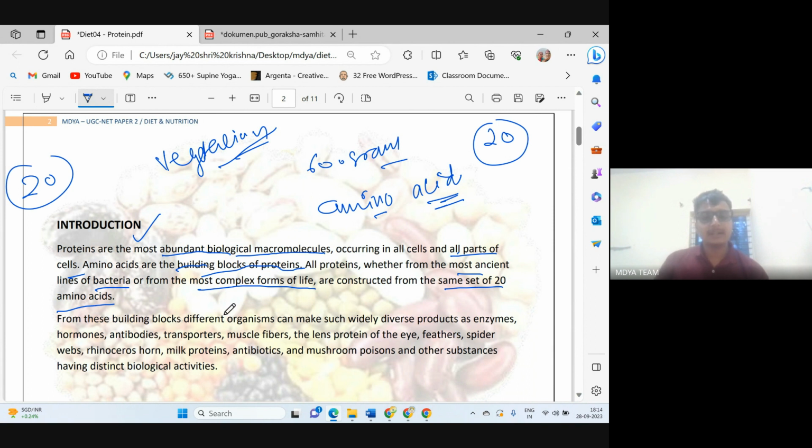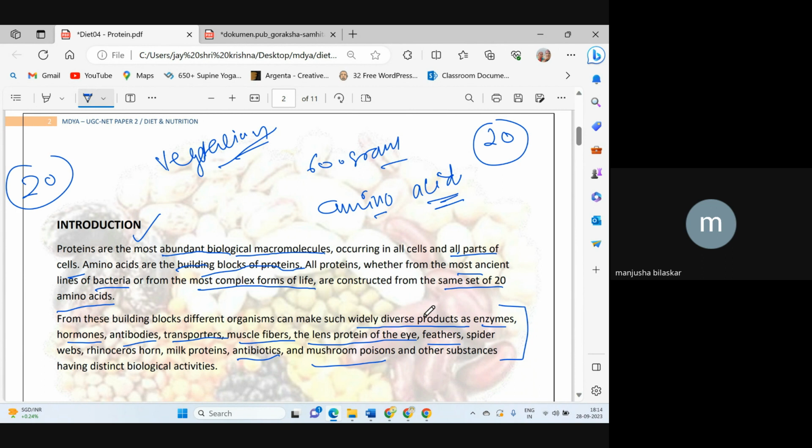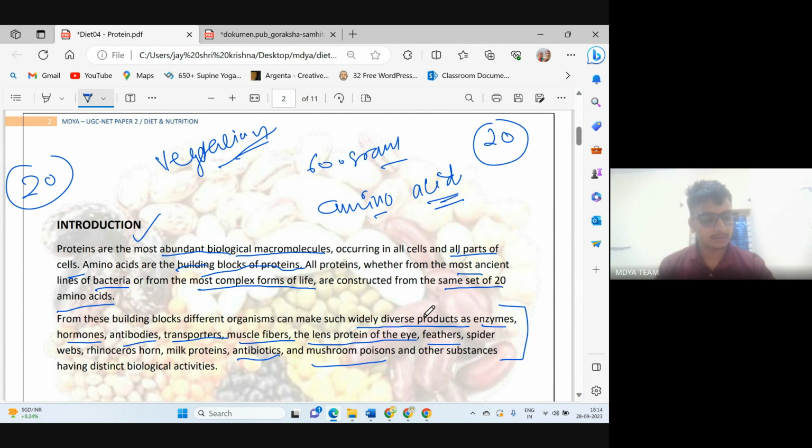From these building blocks, different organisms can make such widely diverse products as enzymes, hormones, antibodies, transporters, muscle fiber, the lens protein of the eye, feathers, spider web, rhino horn, milk protein, antibiotics, mushroom poison. All these substances are made up of protein. Do you have any doubt? If you don't have any doubt, you can just turn off your microphone.